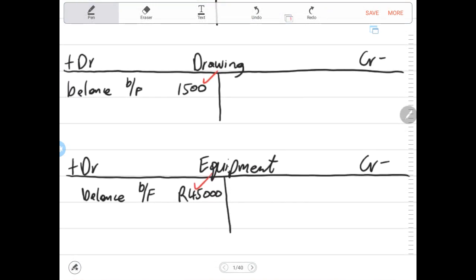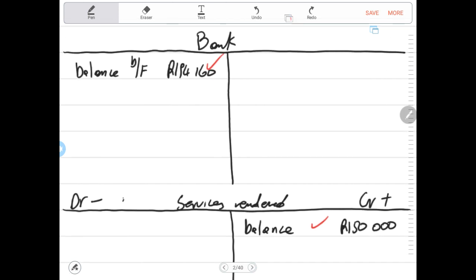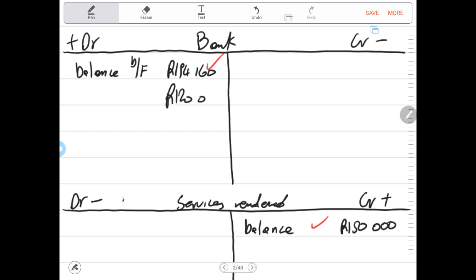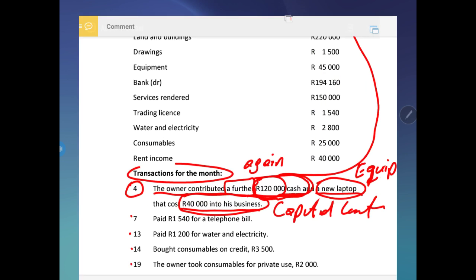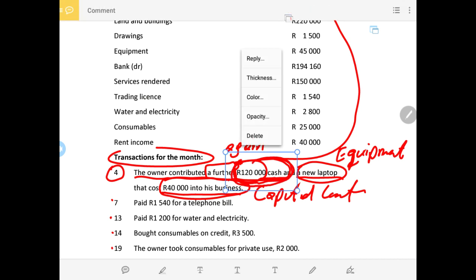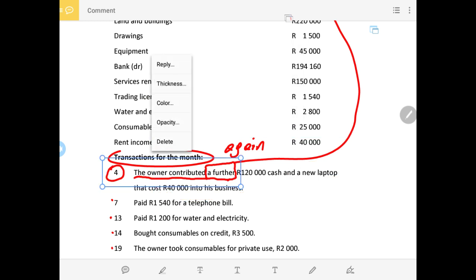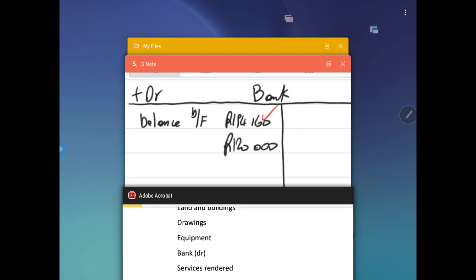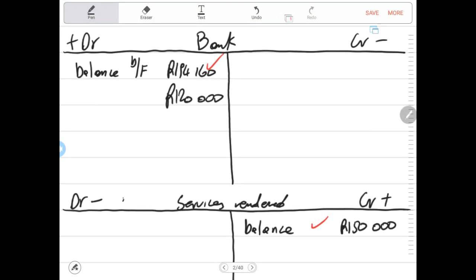Now we check, do we have a bank account? Yes, there is bank. Now what happened in our bank account when the owner contributed money? Obviously, if the owner contributed cash, that means something must have happened in our bank account. The company received money from the owner. So because we received money from the owner, let us increase our bank account by 120,000 rands. The owner gave 120,000 as cash to the business. So that means the bank account of the business must increase by the amount the business has received, and the business has received 120,000 rands. So under the bank account, we need to record 120,000 and we are increasing our bank account by 120,000.